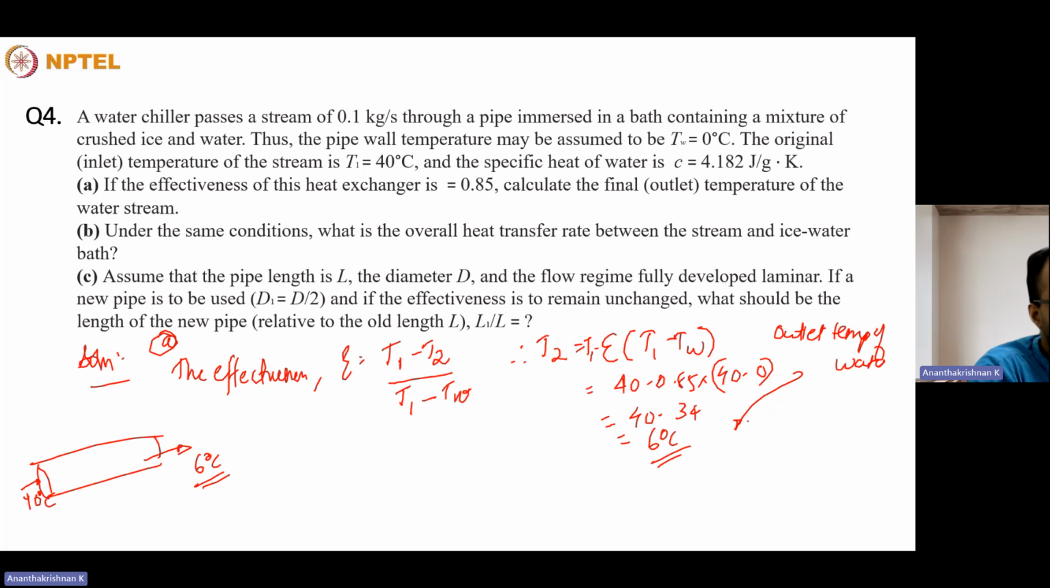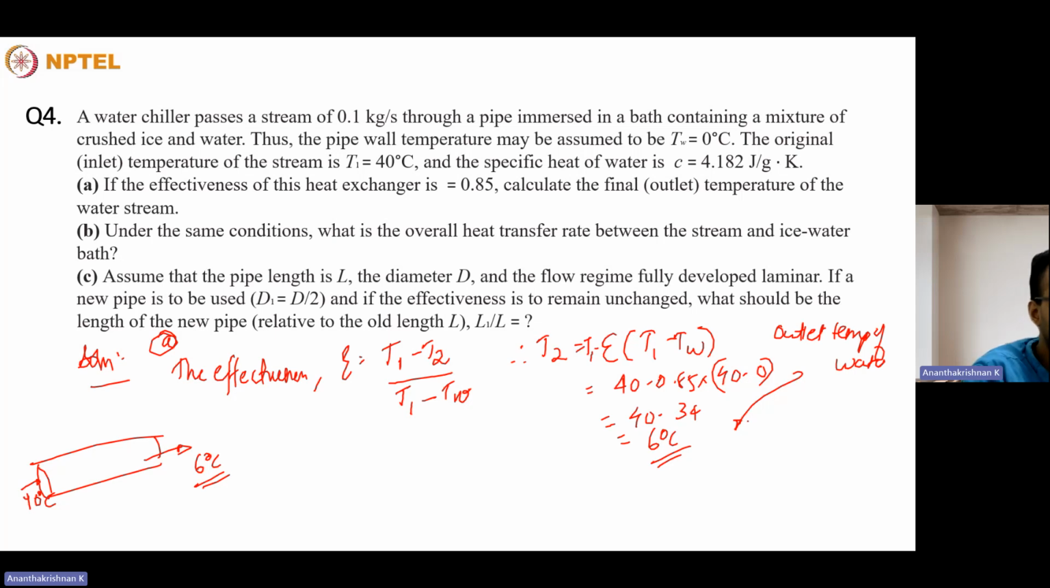We do not know whether this is a constant wall heat flux or the case of a uniform wall temperature. But it is mentioned in the problem that the temperature of the wall is assumed to be at 0 degrees Celsius. So we can take it straight away at 0 degrees Celsius, and based on that we can calculate the heat transfer rate that is happening between the stream and the ice water bath.